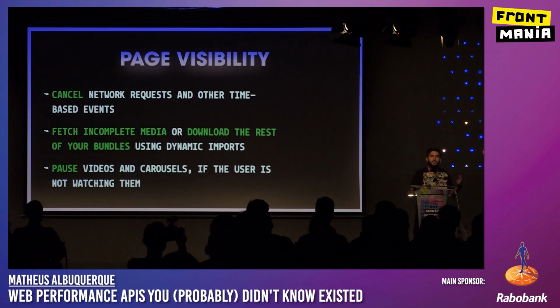So we can start fetching media or something that's going to take a while to download when it's idle, or even chunks of our code when the tab is idle. And then once the user is back to the tab, it's going to have a complete UI state. And you can also optimize by pausing any media, so videos, carousels, anything the user is not consuming. And this is, for example, a way of optimizing their network.